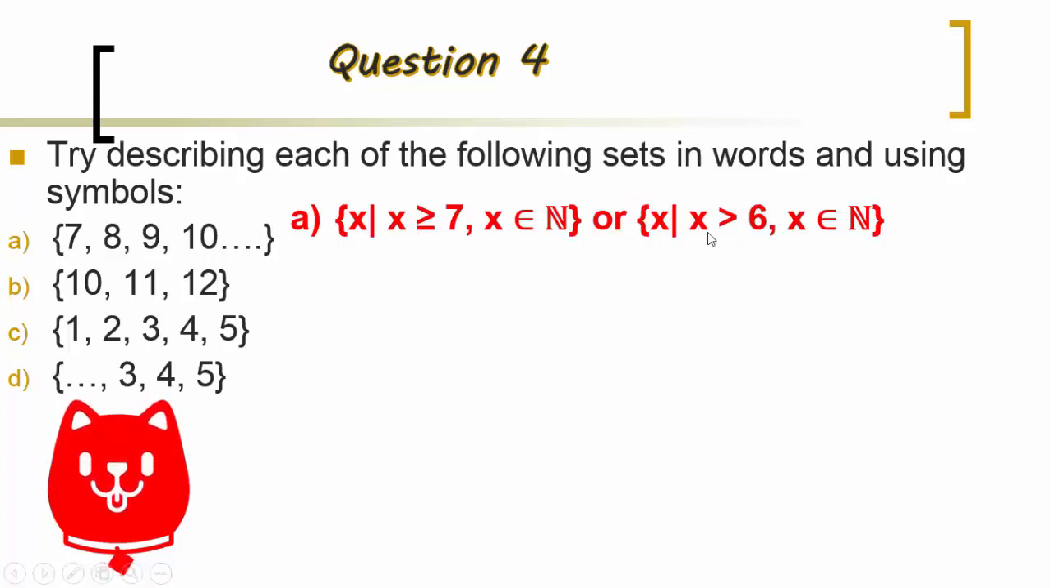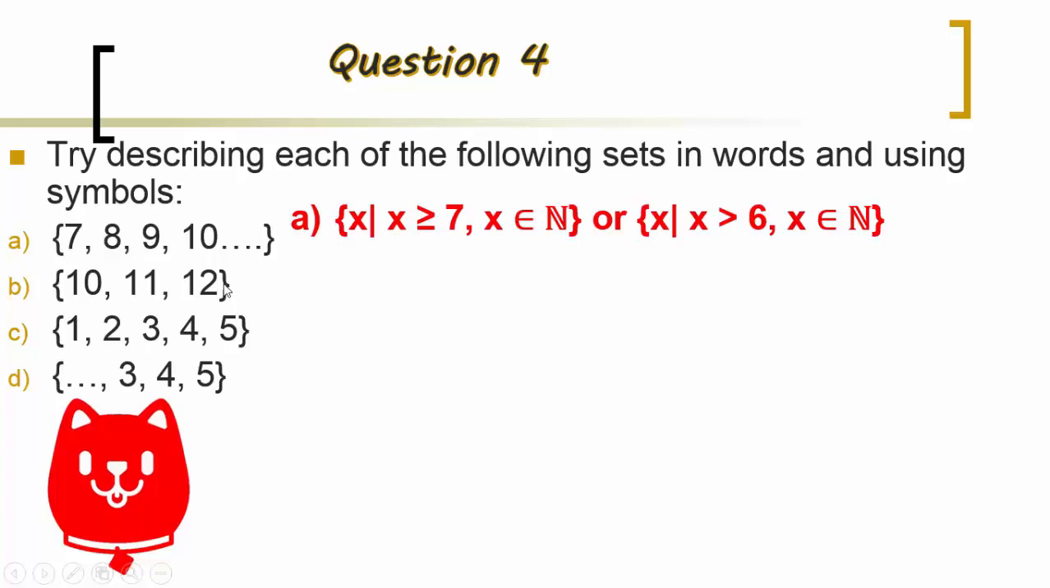Or we can say x is greater than 6, where x is an element of the natural numbers. Greater than, since it doesn't have an equal sign, will not include 6, and since it's the natural numbers, it'll automatically assume that it's the next number, 7.